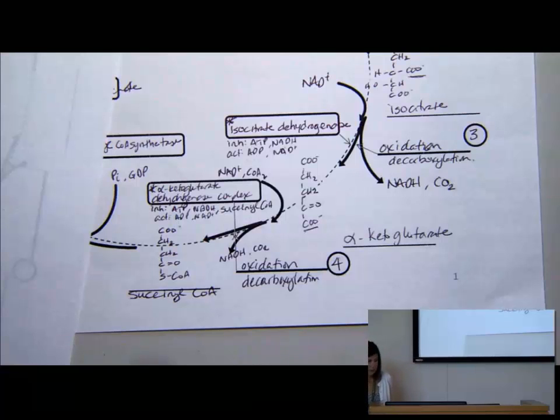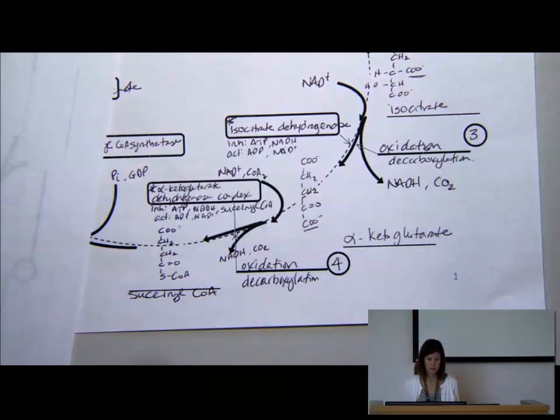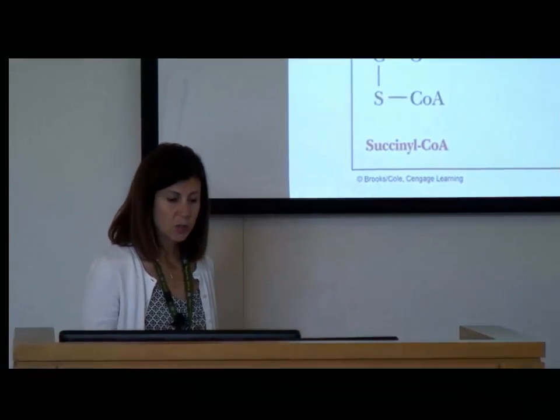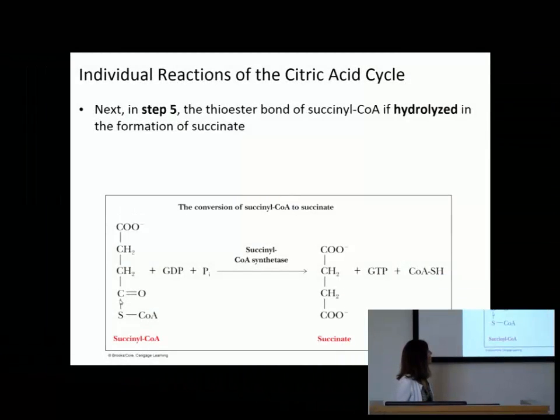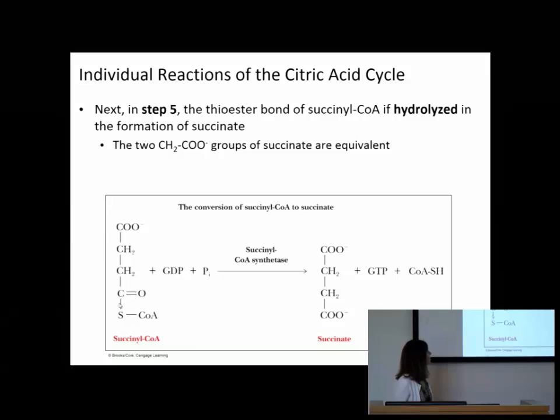Let's go back. So we have this high energy thioester bond. We are going to then use that energy to couple it to the phosphorylation of GDP. We're going to get GTP, which can directly give that phosphate to ADP to make ATP. So you can think of GTP as a friend of ATP.